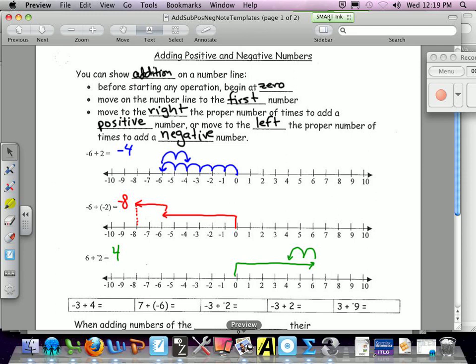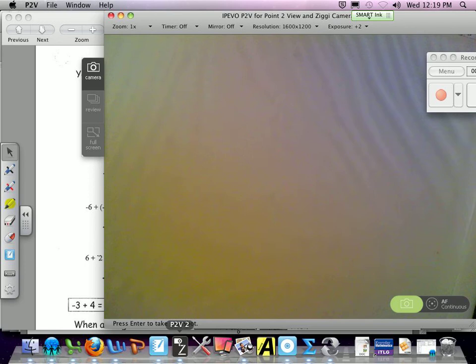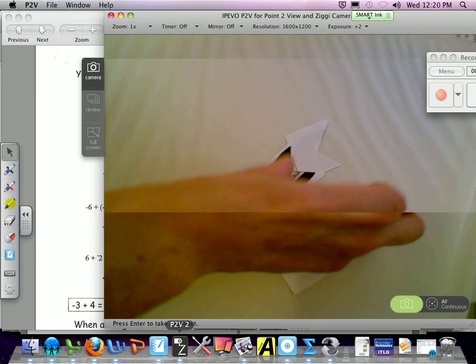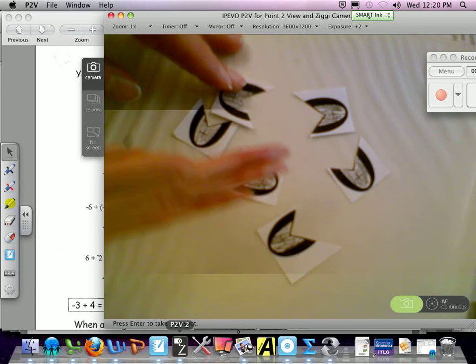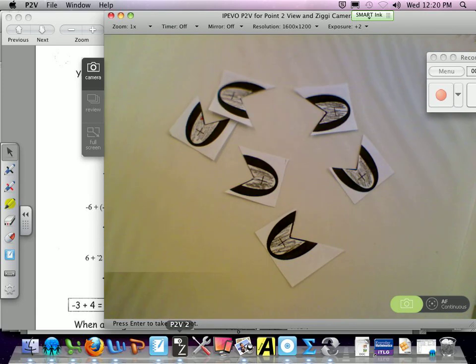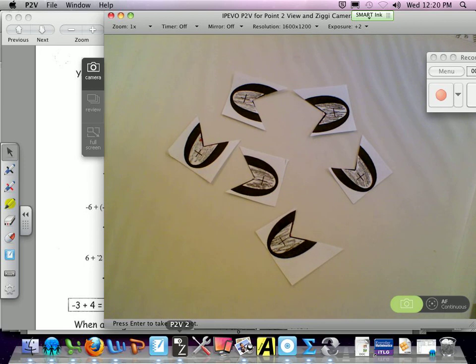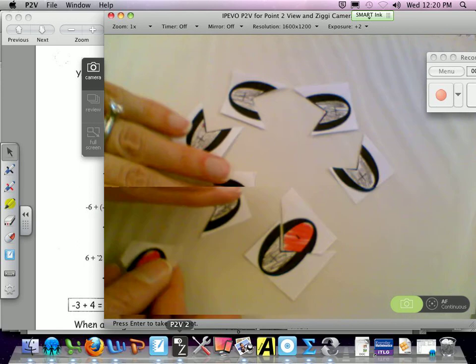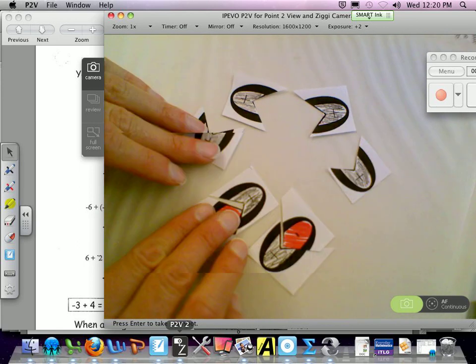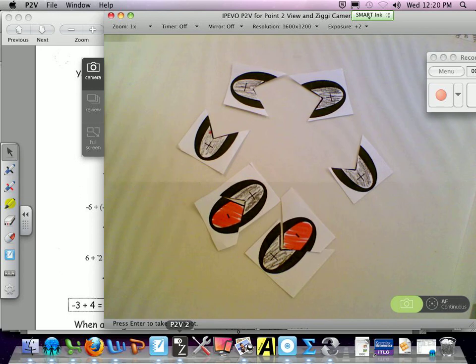The positive and negative piece model is going to be similar to that first example, except this time we're going to start with 6 positives. 1, 2, 3, 4, 5, 6 positives. And then I want to add to my 6 positives 2 negatives. And when I do so, 2 of my original 6 positives become zeroed out, leaving me with 4 positives. So that's the model that you could use for dealing with adding positive and negative amounts.